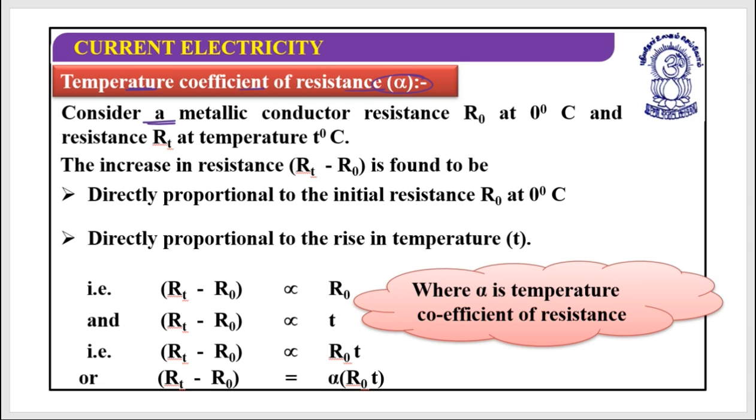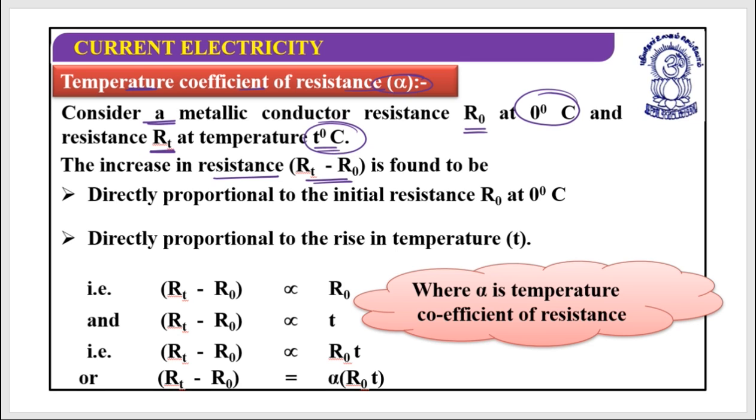Consider a metallic conductor which has a resistance of R0 at 0 degree Celsius, and a resistance of RT at T degree Celsius. If I find the change in the resistance, or the increase in the resistance, that RT minus R0 is found to be... Now, one more reason why the resistance has changed is that the temperature has changed.